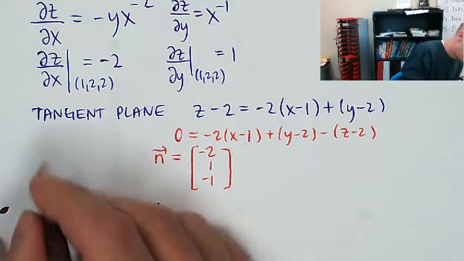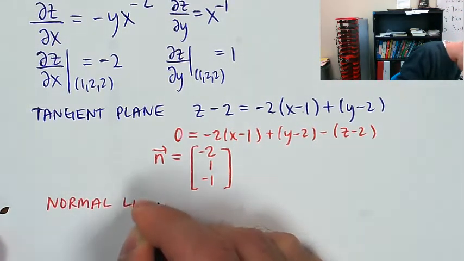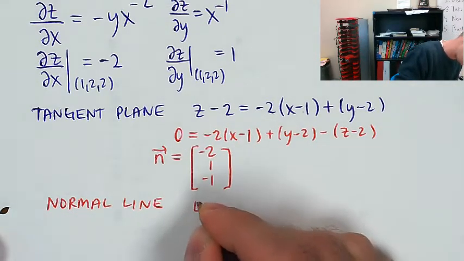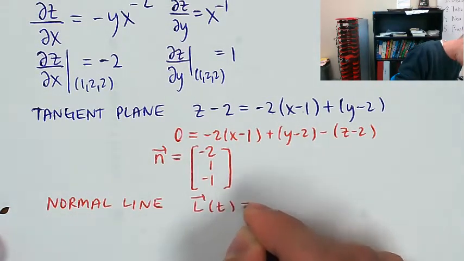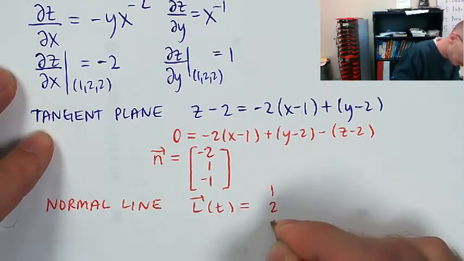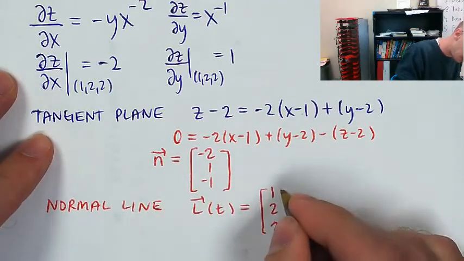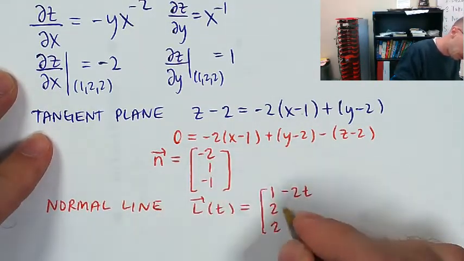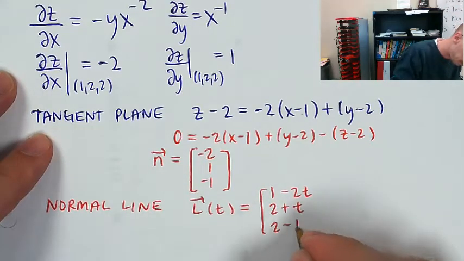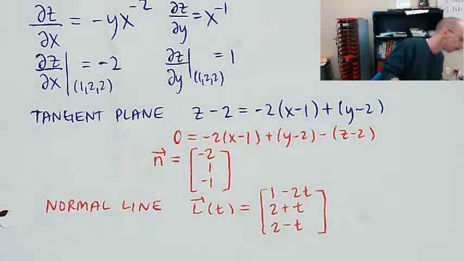And then my normal line is going to be, let's say, L of t equals, my point is 1, 2, 2, so it starts off with 1, 2, 2. And then I'm going to add on negative 2t to the x coordinate, positive 1t to the y coordinate, and minus 1t to the z coordinate. And then there I've got myself a normal line.